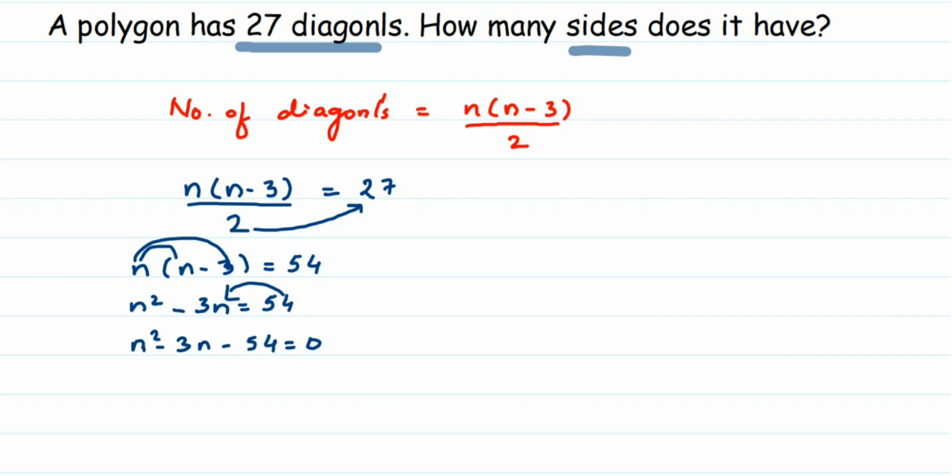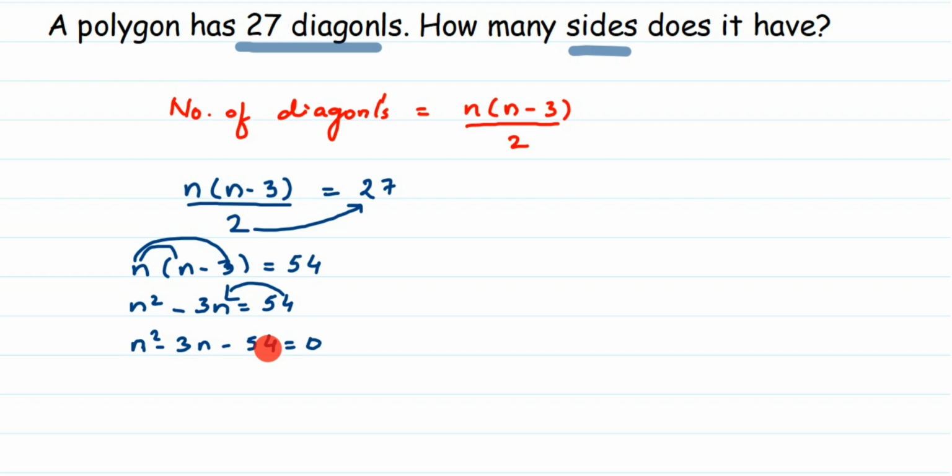Now how to solve this? You have a direct formula. We substitute in the direct formula and get the value of n, or you can use splitting the middle term or any of the identities which you have learnt in your lower classes and apply them to get the value. Here I'm going to use splitting the middle term because I cannot use the first and second identity, that is a plus b whole square and a minus b whole square. Why can I not apply them? Because 54 is not a perfect square. That's why I cannot apply the first and second identity.